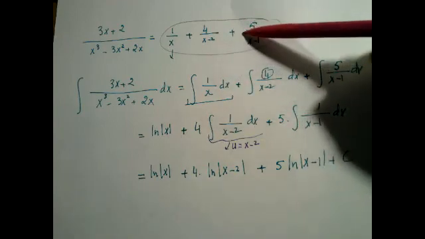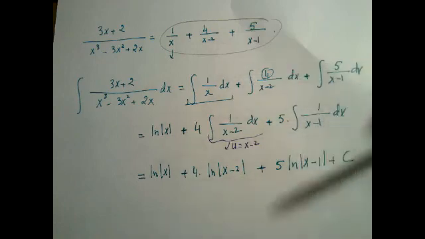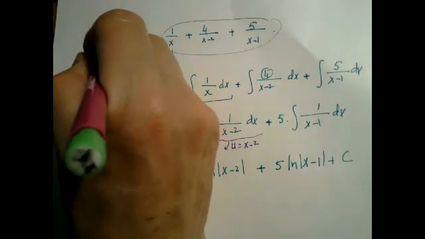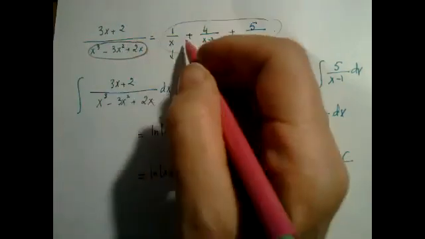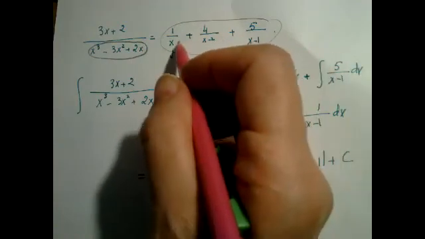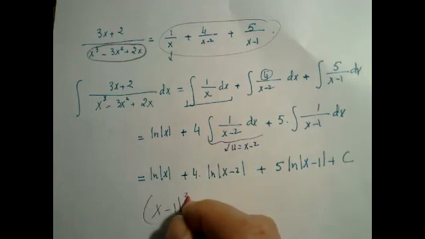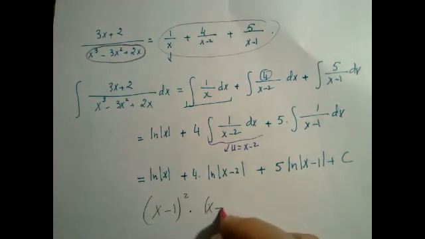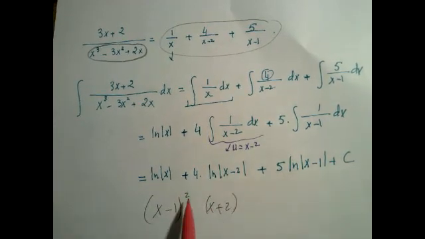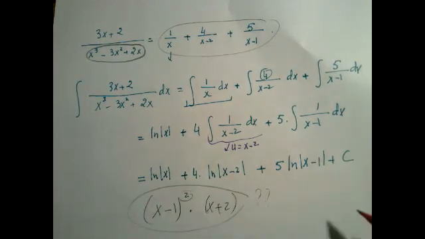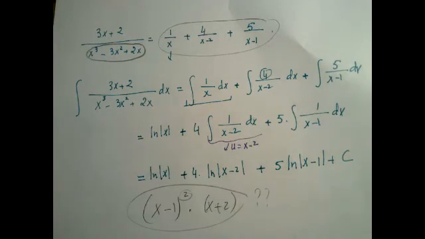We took one scenario. Tomorrow we're going to take a different scenario. When I say different scenario, it means what other factors can come up in the denominator. They don't have to be linear and distinct. So what if the denominator is x minus 1 squared times x plus 2? So the factors, some of them repeat.